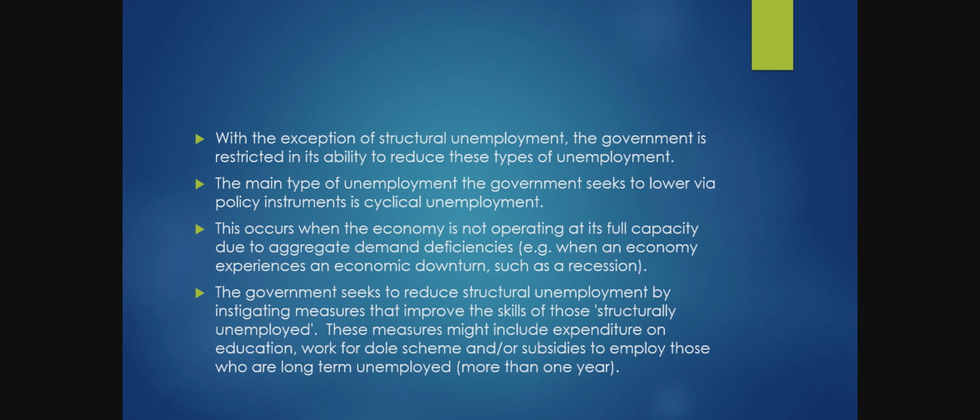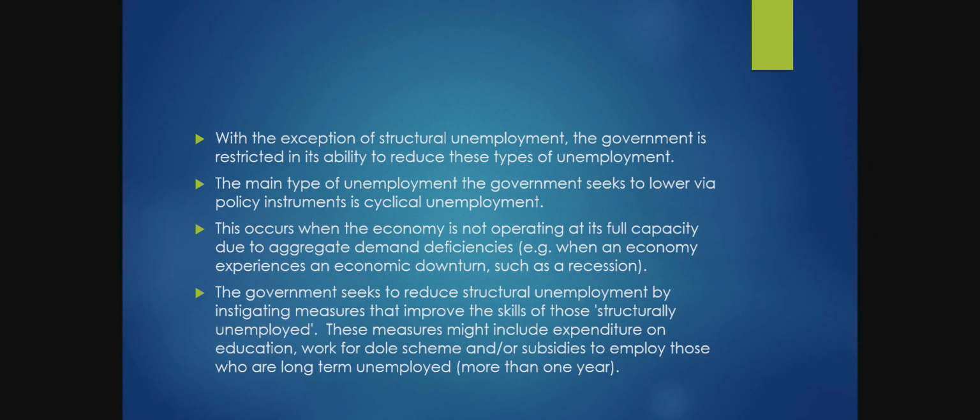With the exception of structural unemployment, the government is restricted in its ability to reduce these types of unemployment. The main type of unemployment the government seeks to lower via policy instruments is cyclical unemployment. What we're saying about policy instruments, guys, is monetary and fiscal policy. So what can the government do in terms of its budget to reduce levels of cyclical unemployment? This is stuff like the JobSeeker allowance that they're giving at the moment. Cyclical unemployment occurs when the economy is not operating at its full capacity due to aggregate demand deficiencies, e.g. when the economy is experiencing an economic downturn, such as a recession or COVID-19 at the moment.